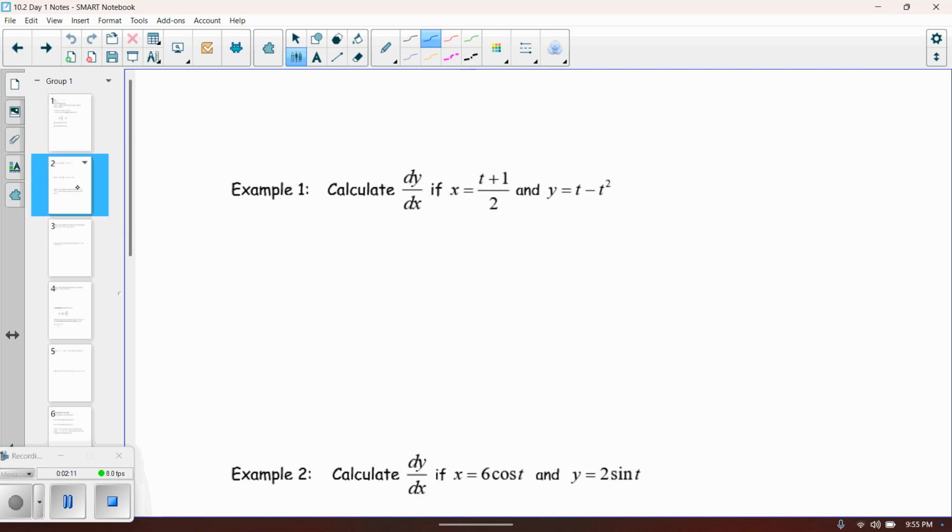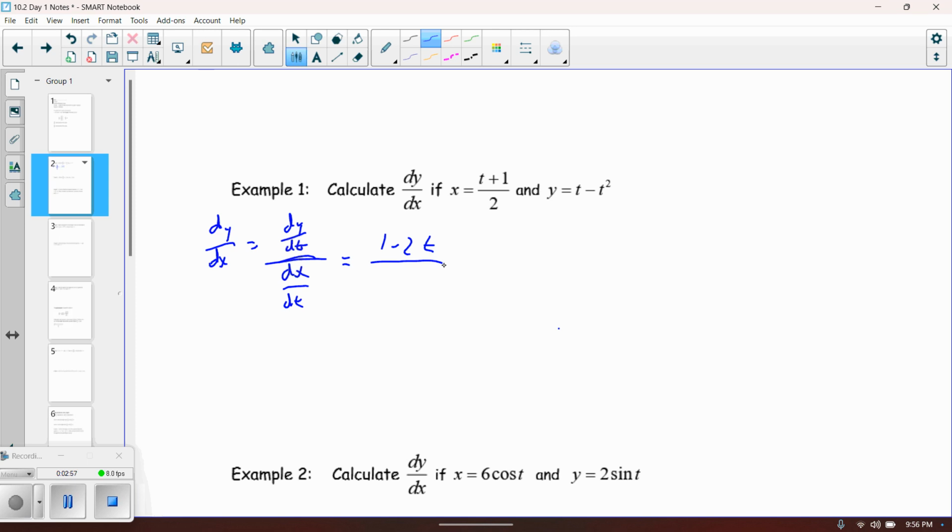All right. So let's go ahead and calculate a couple of these. If we want to find dy over dx, where x is defined to be t plus 1 over 2, and y is defined to be t minus t squared, again, both parametric, it is relatively simple in the fact that dy over dx is dy over dt over dx over dt. So we basically just need to find the derivative of the y portion with respect to t, and then divide that by the derivative of the x portion with respect to t. So the y portion, the derivative with respect to t, is 1 minus 2t, basic power rule.